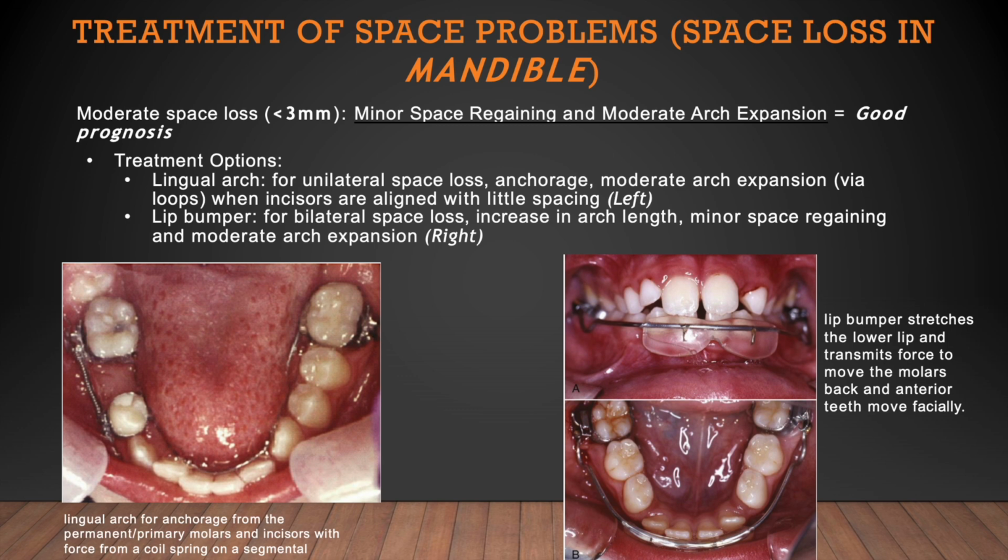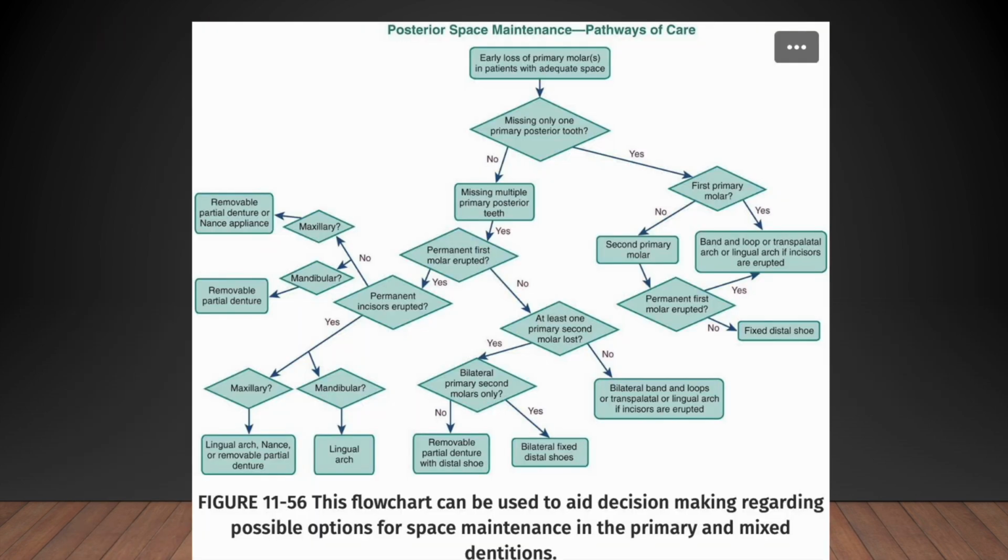Now, treatment of space problems in the mandible. Some treatments include the lingual arch for unilateral space loss, for anchorage, and for moderate arch expansion. You can adjust the loops for that. You can also use a lip bumper, usually indicated for bilateral space loss to increase the arch length. It will distalize and tip those molars backwards a little bit, and you'll get some minor space regaining and moderate arch expansion. Here on the bottom left, you can see the lower lingual holding arch, and on the right, you see the lip bumper.